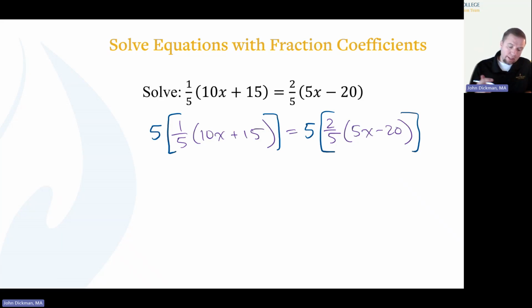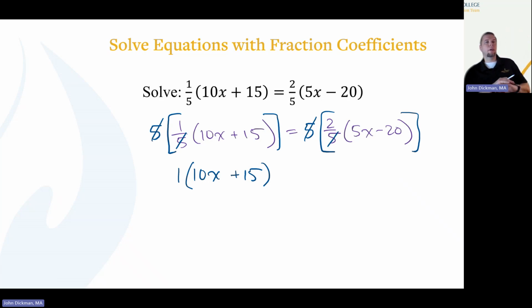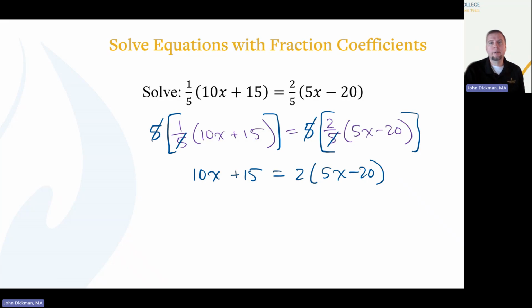And what that allows me to do here is 5 times 1/5 is just 1, and 5 times 2/5 leaves me with 2. And so the equation becomes 10x plus 15. Technically, there's a 1 in front of it, but if I have a 1 in front of a set of parentheses, I don't really need that there. So I'm just going to undo that. But I do have a 2 in front of the set of parentheses over here. So I want to make sure I keep the parentheses in place.